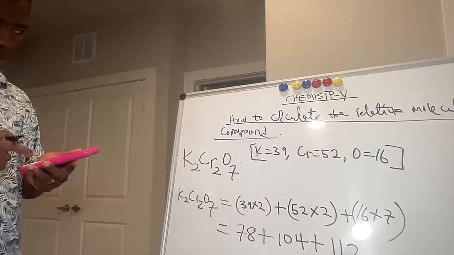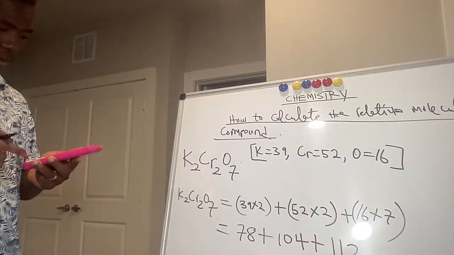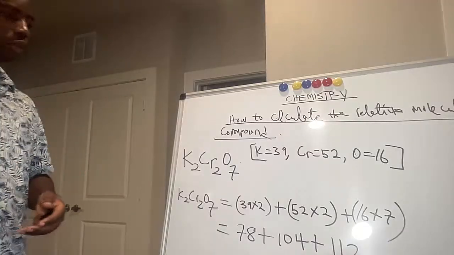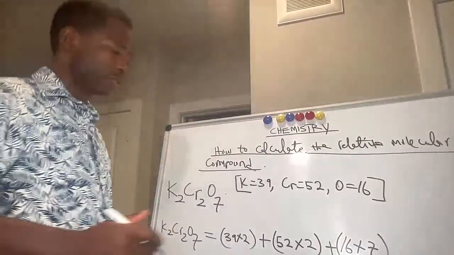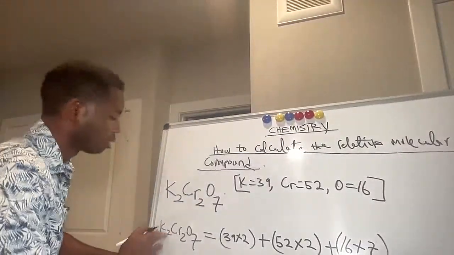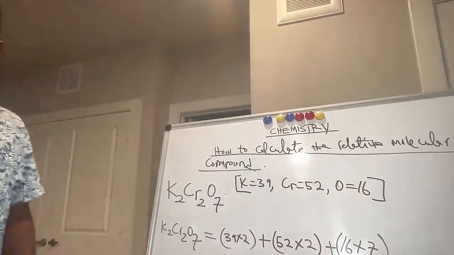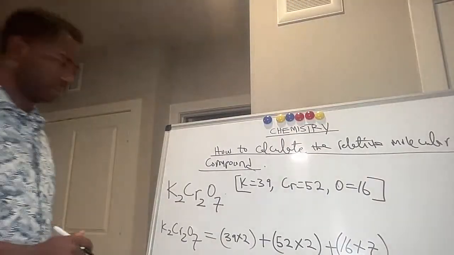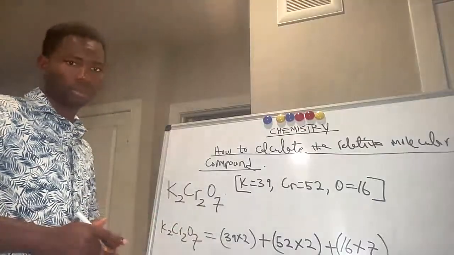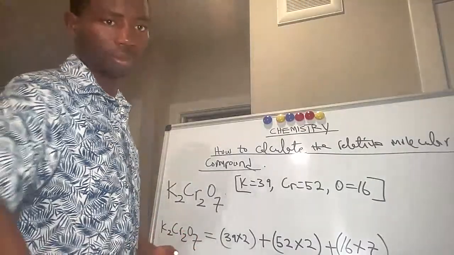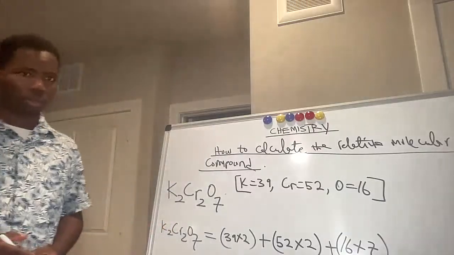78 plus 104 plus 112. By the time we add the values together, we will have the relative molecular mass of this compound, which is going to give us 198. That is how we solve it. So we can proceed to another topic.